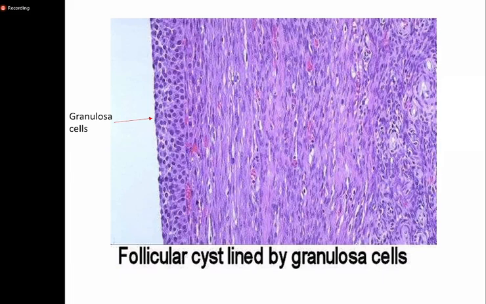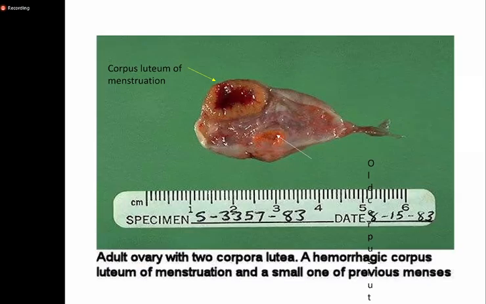These are two corpus luteum. One, the larger one, is post-menstruation. After the corpus luteum, after the rupture and release of the ovum, then the cystic space may be filled with blood, and that's the way it would look like. Sometimes they can be troublesome and painful, and even rupture and cause the peritoneal reaction.